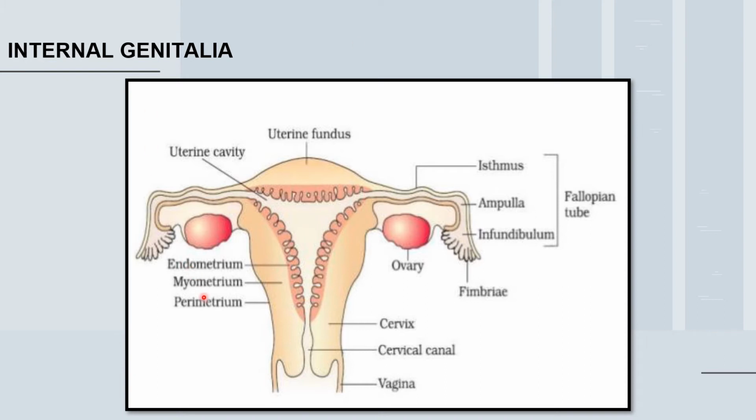Ovaries are considered to be the primary female reproductive organs because they produce the female gamete in humans called egg or ovum, and they also produce and secrete the hormones called progesterone and estrogen.